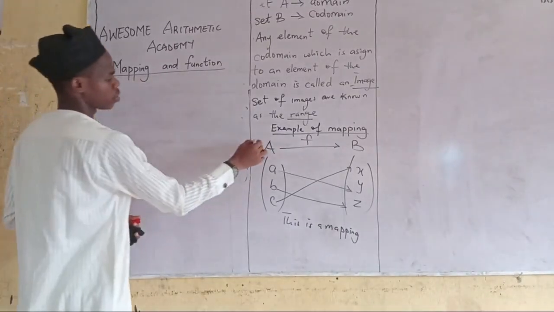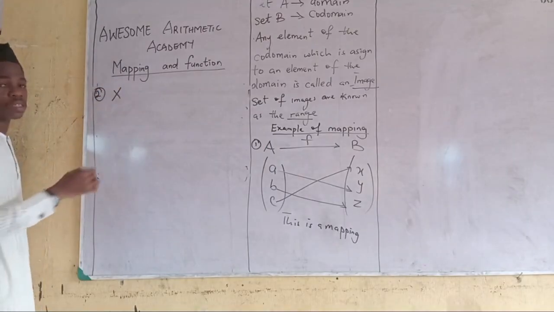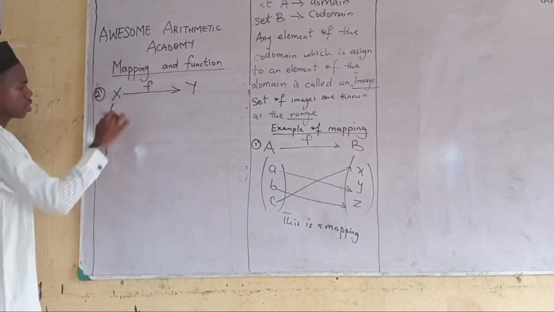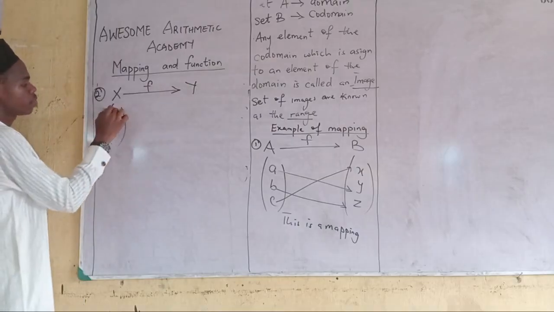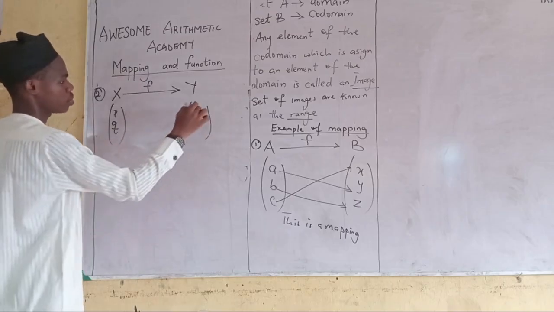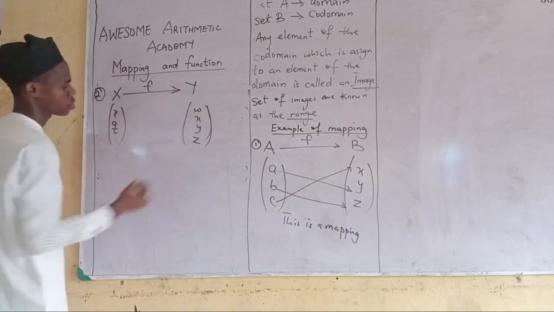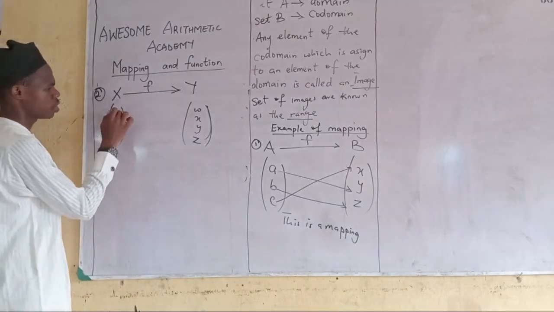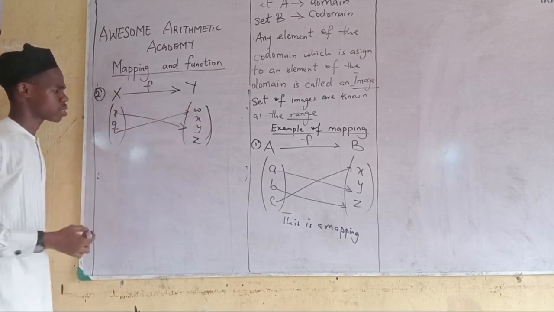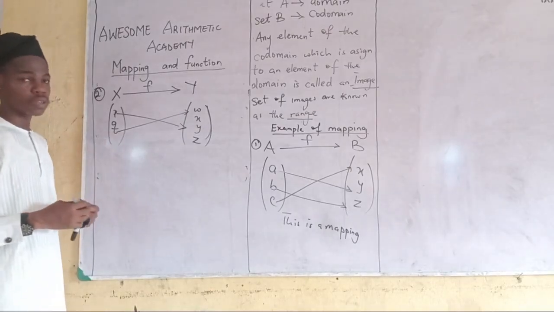Let's call this one example 1. Example 2 now, let's say an element X maps to Y. We have P, Q, and then at this side, we have W, X, Y, and Z. So, if this maps to this, and this maps to this, if they ask us whether this is a mapping, is it a yes or a no?